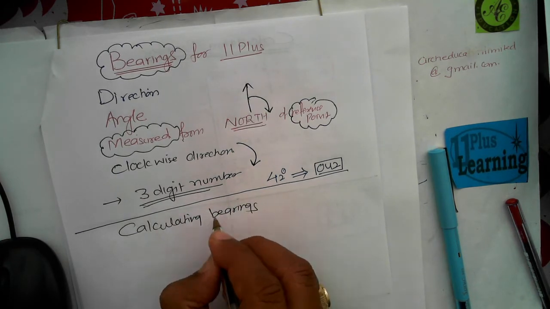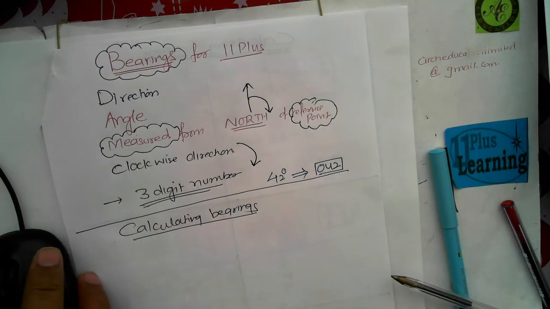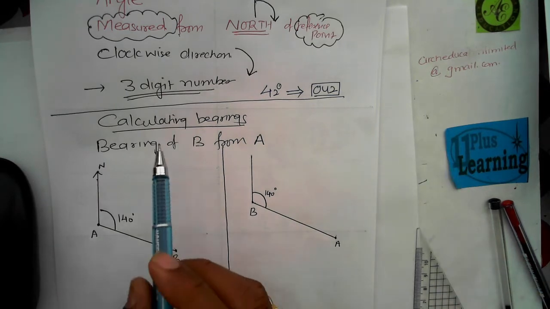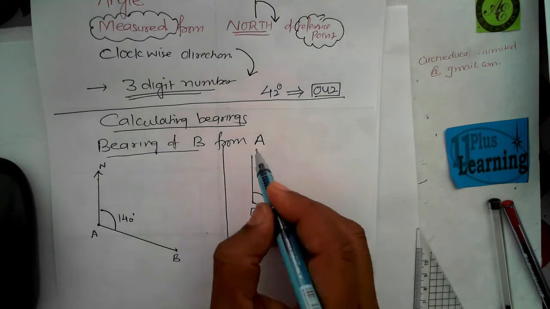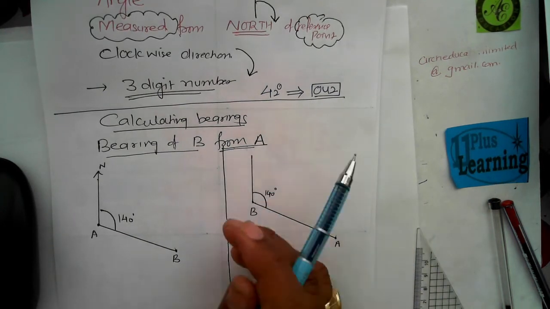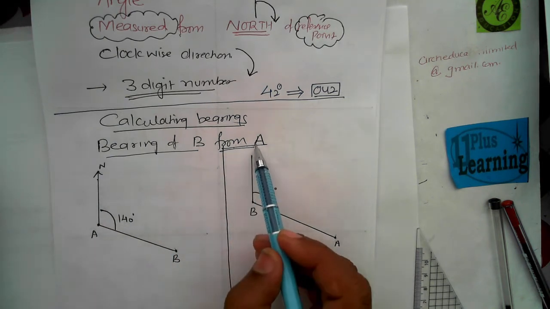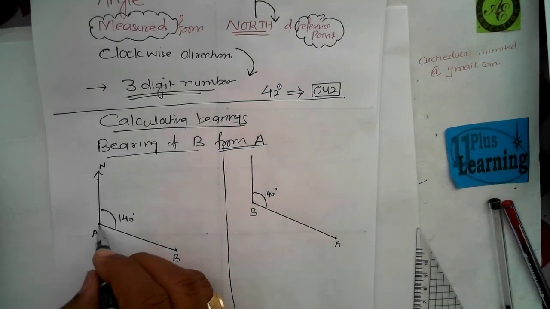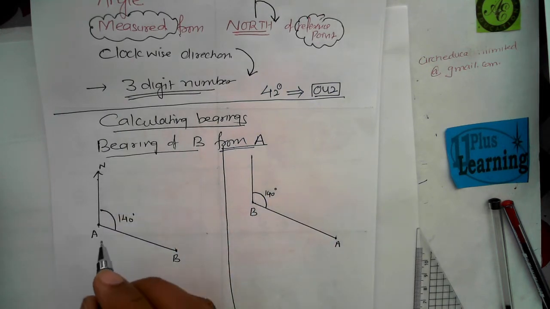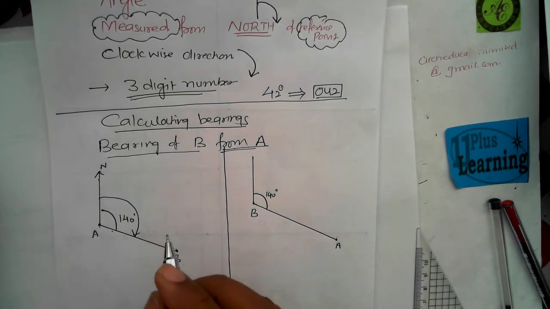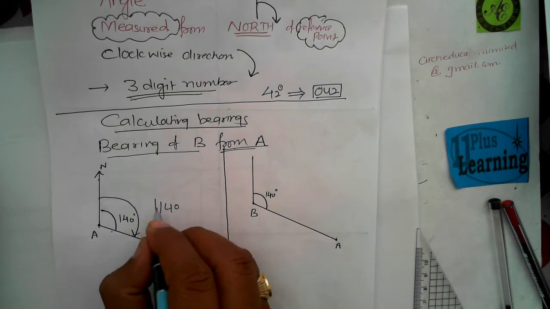Calculating bearings, right? I'm going to give you some questions now. The two examples: we're going to measure the bearing of point B from A. This is what I meant by the reference point, people. Whichever point you start measuring the bearing from, that's the reference point. So we have to have north at A. We do have north at A, and we have to measure the angle in clockwise direction. This is given to me already as 140 degrees. So the answer is 140.